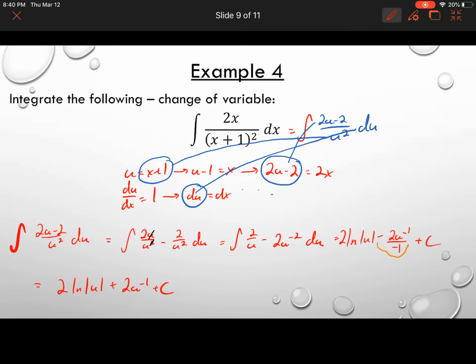Now at this point, I'm just going to substitute back in u. So 2 natural log of the absolute value of x plus 1 plus 2 over x plus 1. And remember, I can put x plus 1 in the denominator at this point because it was to the negative first, plus c. So that would be our final answer for that one. A little bit trickier, mainly because we have to do this change of variable method.